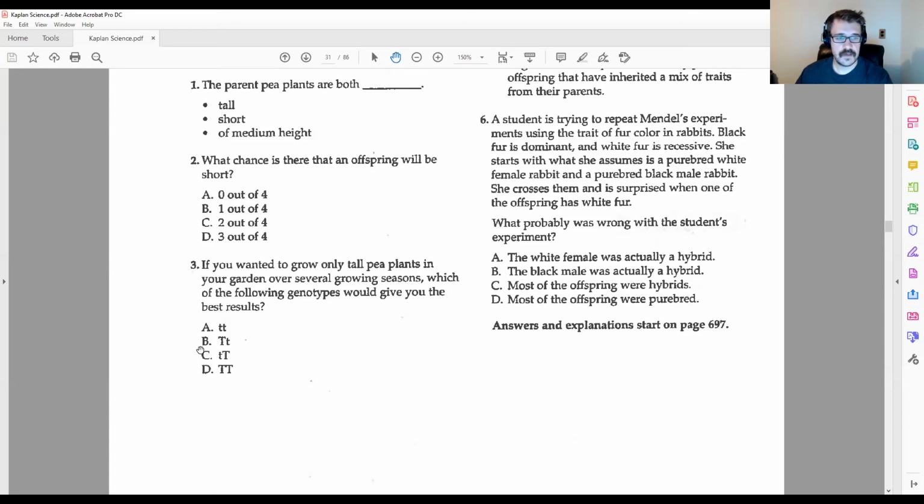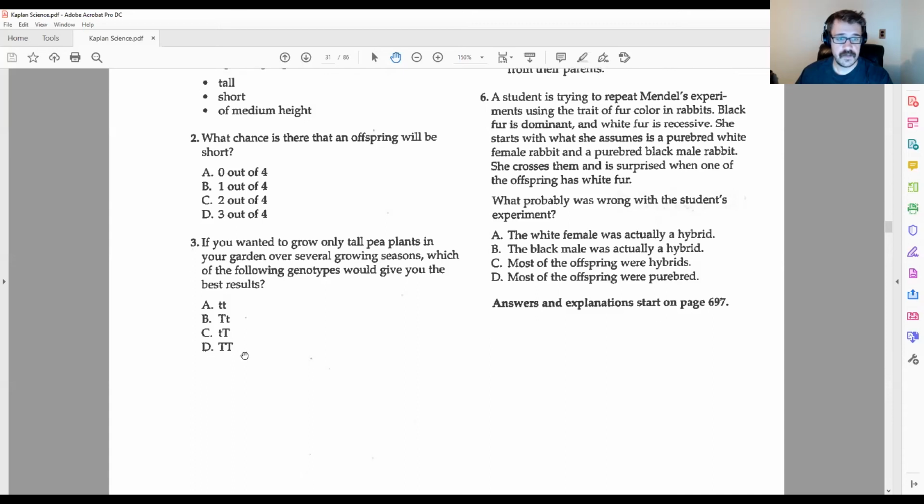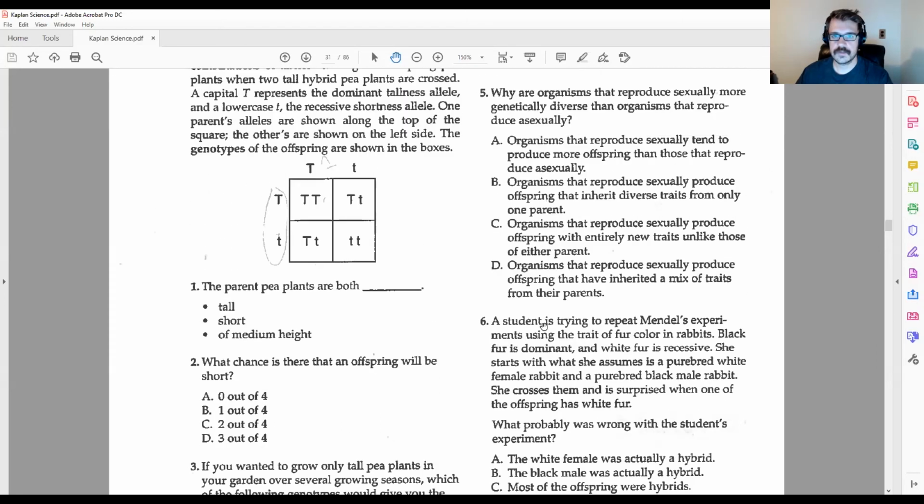So the only thing that is going to guarantee that we're only going to get tall plants is to have D, which has only dominant genes. Because if you have this plant that you're breeding from, no matter what it breeds with, even if it's breeding with A, where it's two small pea plant genes, you're still going to have tall plants. So D would be the answer. It's going to guarantee you tall plants.